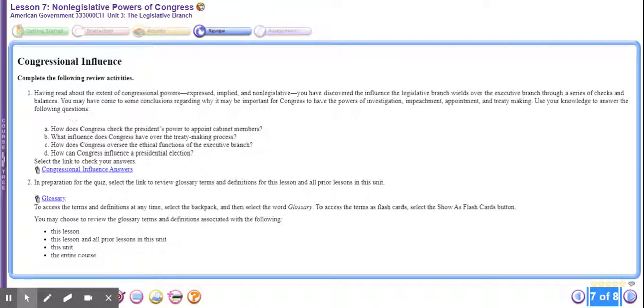Okay. You may have come to some conclusions regarding why it may be important for Congress to have the powers of investigation, impeachment, appointment, and treaty making. Use your knowledge to answer the following. Okay, so you can read through this, think about that, and this will be a great preparation for the quiz, which comes here on slide 8.